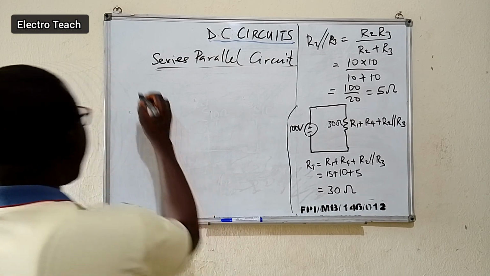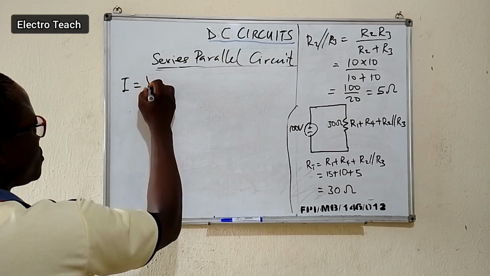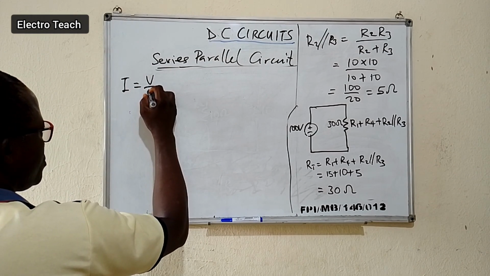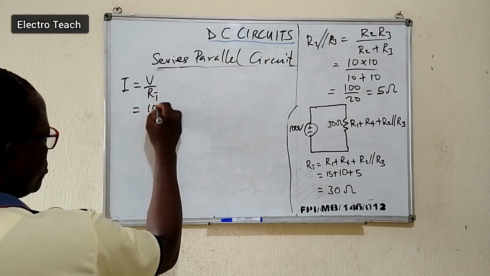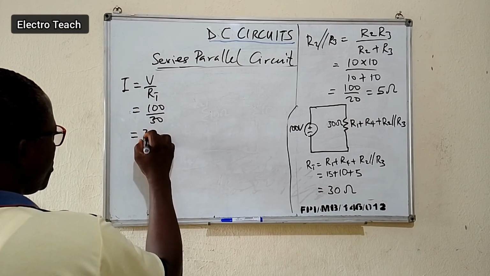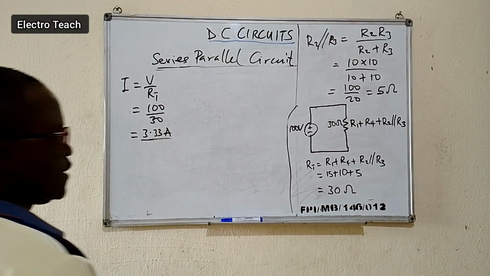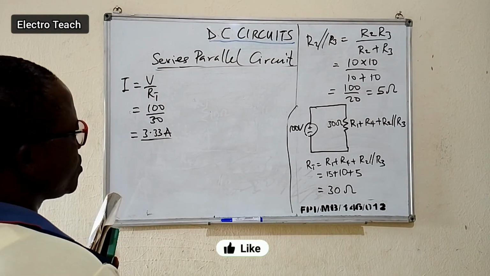So the total current I can be obtained by I equals V over R total. That is 100 divided by 30. That gives us 3.33 ampere. That is the equivalent resistance, that is the total current in the circuit.